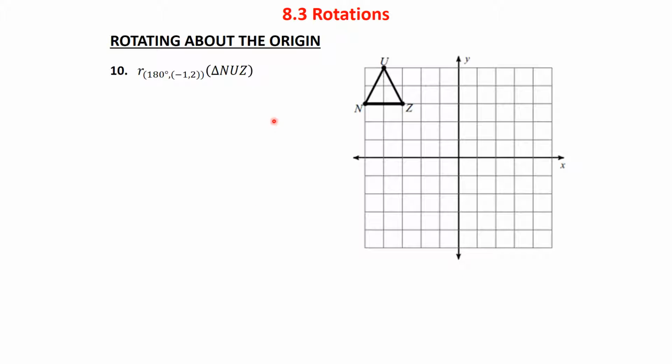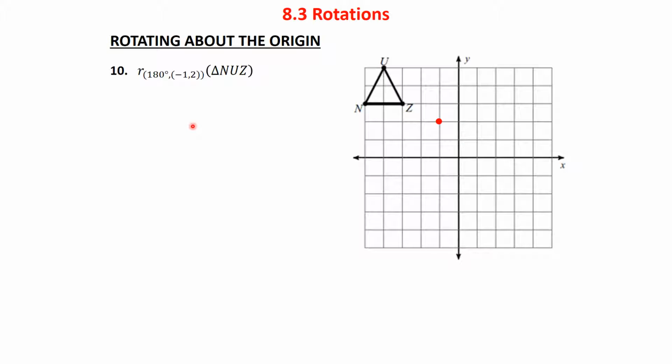In problem number 10, similar to what we had in problem number 9, I'm still trying to rotate this triangle NUZ, and I want to rotate that 180 degrees counterclockwise. But again, I'm no longer fixed around the center point 0, 0, right? We're not fixed about the origin. If we take a look into our notation, we see that we're fixed here at the point -1, 2. And so when I go over -1 up 2, this is now the point I want to rotate around, and we're going to use that same method.